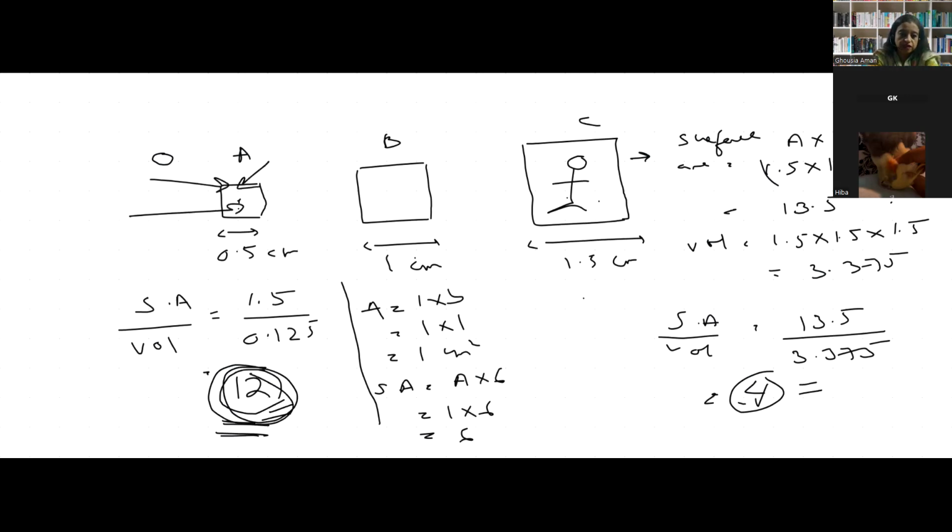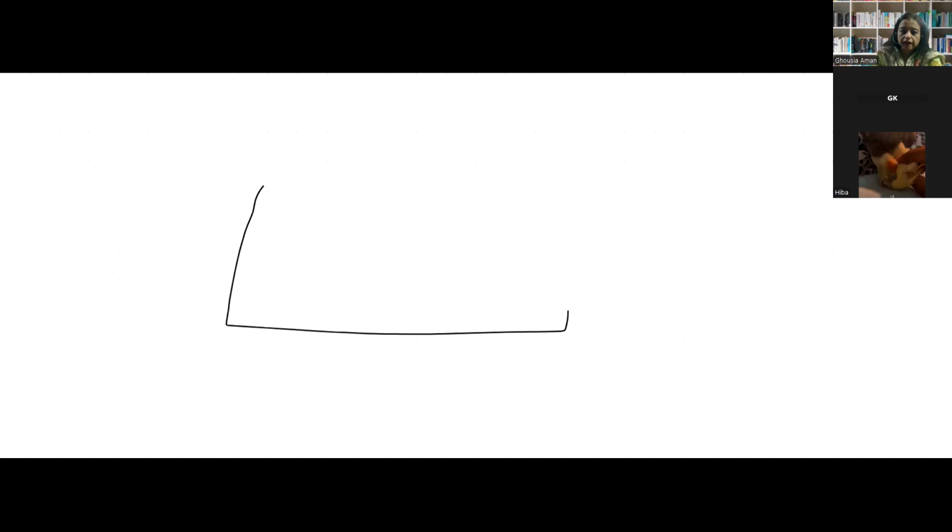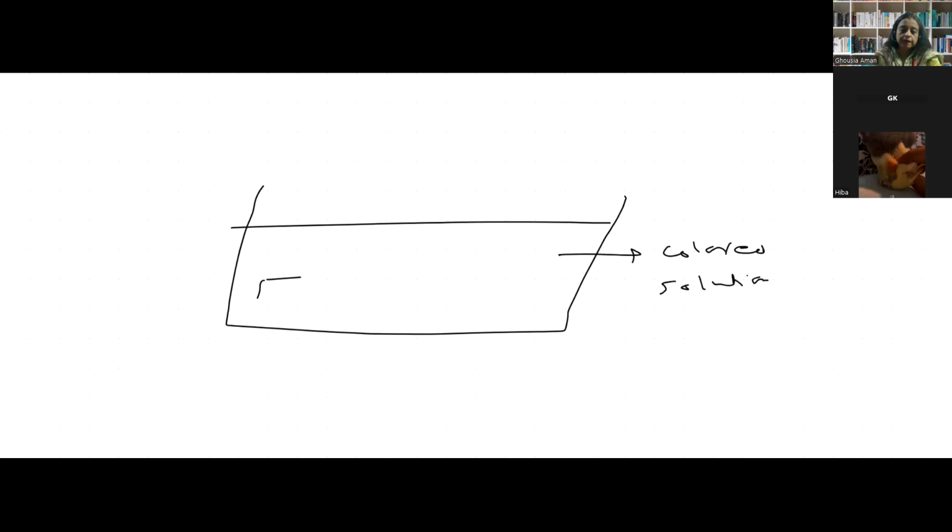How are we going to prove this thing? We are taking a big container. In the container, we have taken some colored solution. And in the colored solution, you are going to dip the 3 cubes, A, B, and C, for some time. This is made up of agar. The colored solution has higher concentration outside, so the colored molecules will diffuse inside the gelatinous cube.